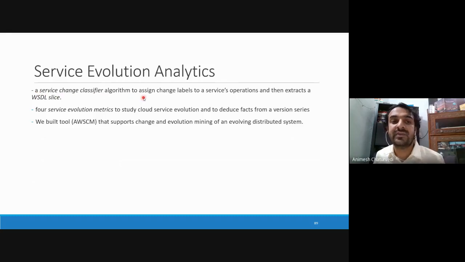The first one is the service change classifier algorithm, which is assigned some change levels that help you identify service operations, and those labeled service operations help you extract some WSDL slice. The second approach is the service evolution matrix, which helps you study cloud service evolution and deduce some facts about the version series. Then we built a tool, which we termed AWSCM, that supports change and evolution mining for the evolving distributed system.